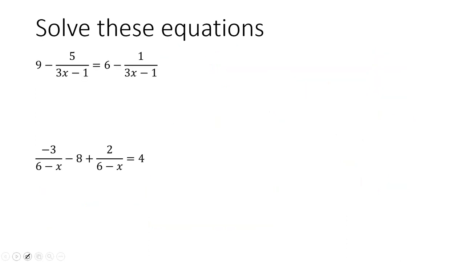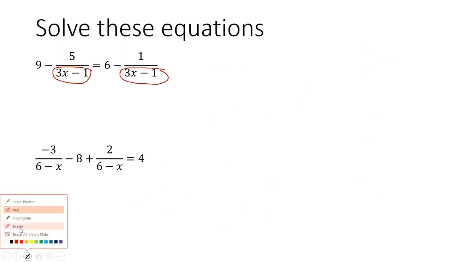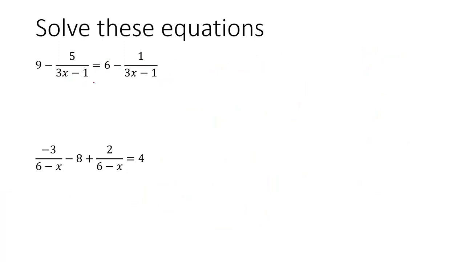Now we're gonna move to the next problem. 9 minus 5 over 3x minus 1 equal 6 minus 1 over 3x minus 1. Look at the denominator. Okay, they have the same denominator. How to find the solutions of these equations?